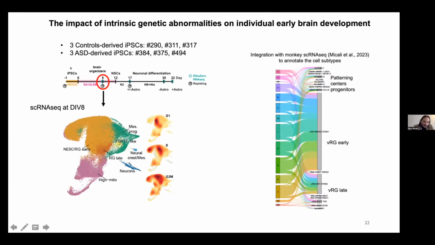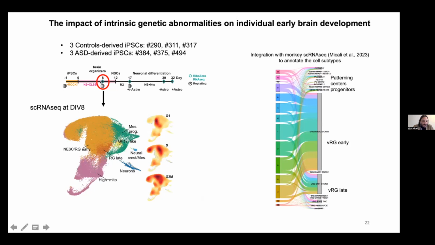We always use this system that I showed before, where iPS cells are differentiated into neurons, because I say that it recapitulates the early state of brain development. So now we want to see how the intrinsic genetic abnormality affects these early states of brain development, of course modeling the disease in vitro. So here we derived iPS cells from 3 control and 3 idiopathic ASD patients, and we differentiated these cells.